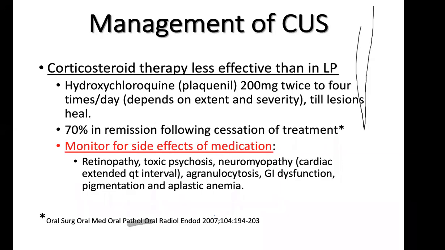Treatment of CUS is very favorable because 70% of those patients, as per this study, undergo remission following cessation of treatment. Once again, chloroquine is very toxic, and you have to monitor your patients for all these side effects, especially the cardiac features with neuromyopathy with extension of the QT interval, agranulocytosis, bone marrow suppression, aplastic anemia. So it's important that if you're going to be providing your patients with hydroxychloroquine or quinine, you subject the patient to complete blood tests every few weeks.